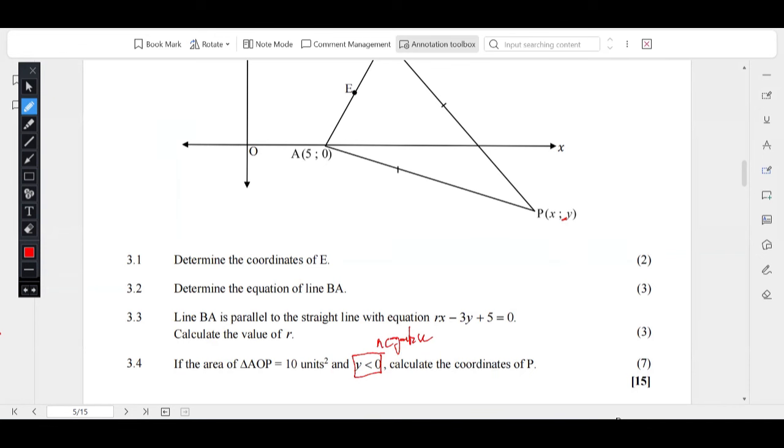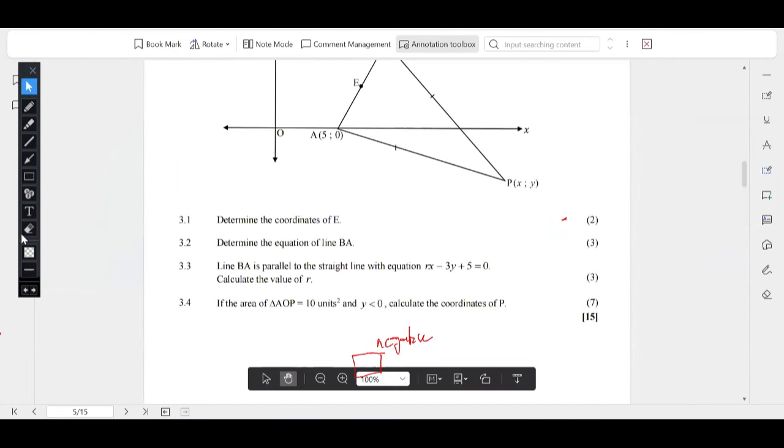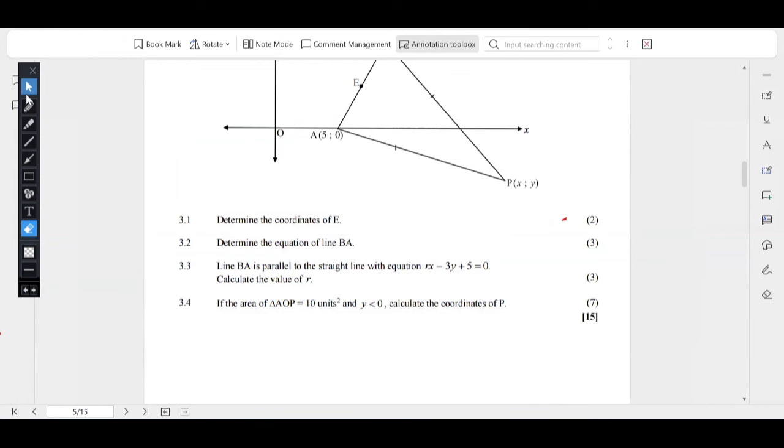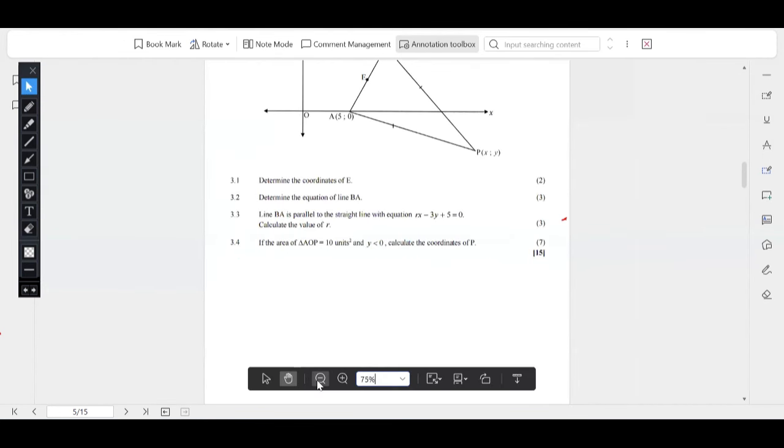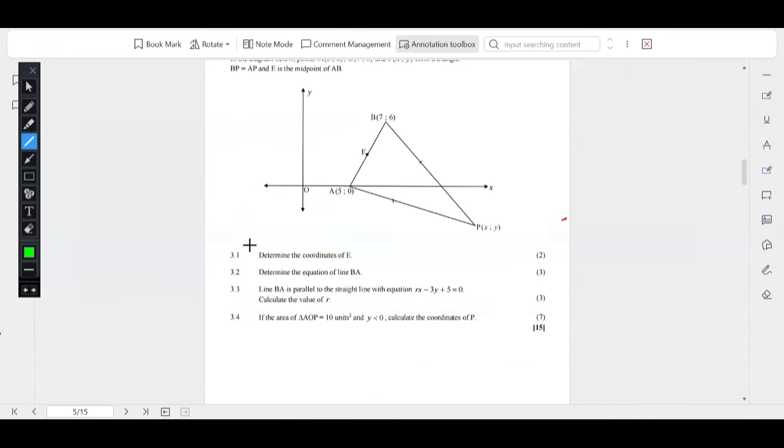So whenever you see a 7 mark question in paper 2, you know you have to really, really roll up your sleeves. Then, okay, let's check here how we can tackle this question. So I will try to minimize so that I have much space to answer that. Okay, so we are given that the area of triangle AOP is 10 units, but then we can see that our AOP here is not a complete triangle.